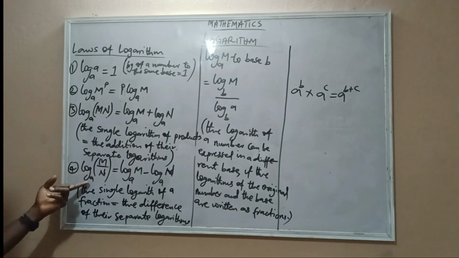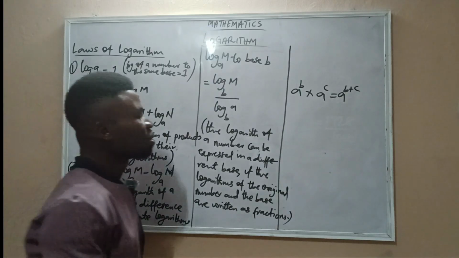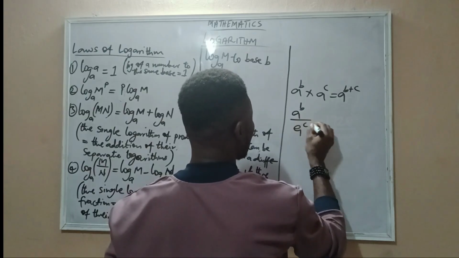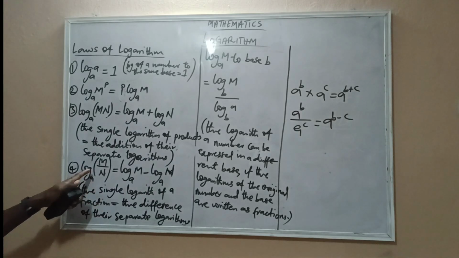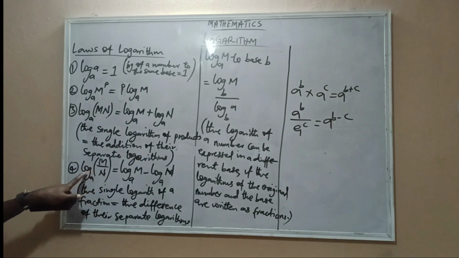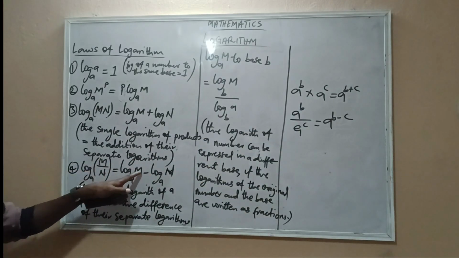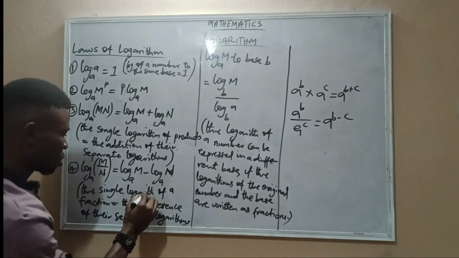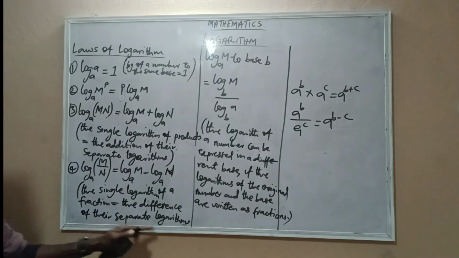Now the fourth one, log to the base a of m over n equals log to the base a of m minus log to the base a of n. The same thing as when we did the indices: a to the power b over a to the power c is equal to a to the power b minus c. That is what is replicated here. That is the single logarithm of a fraction, of course this is a fraction, equals the difference of the separate logarithms.